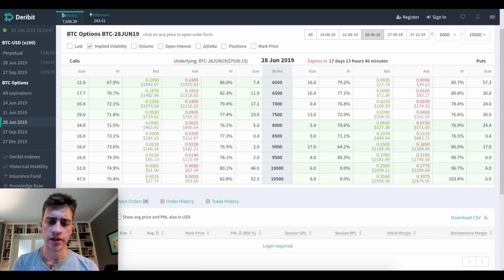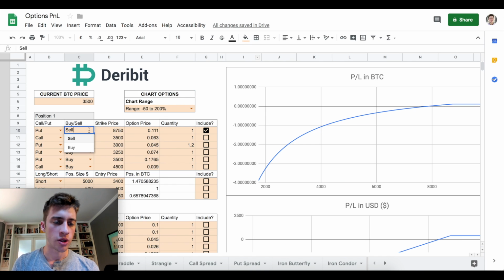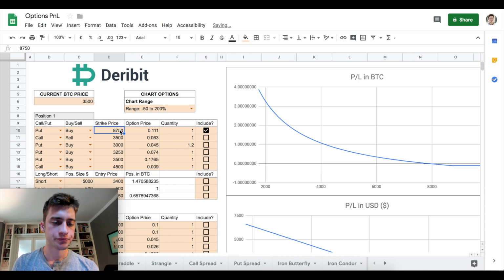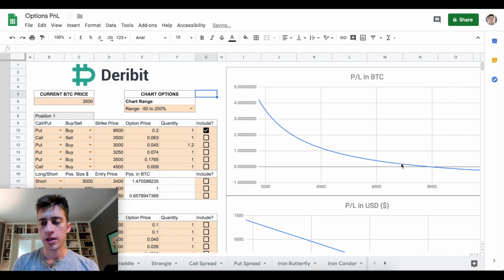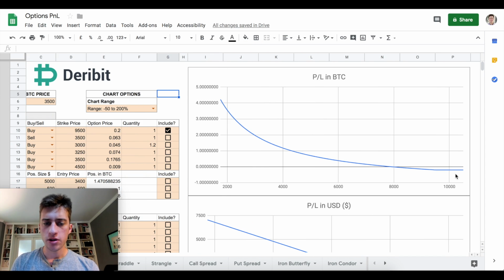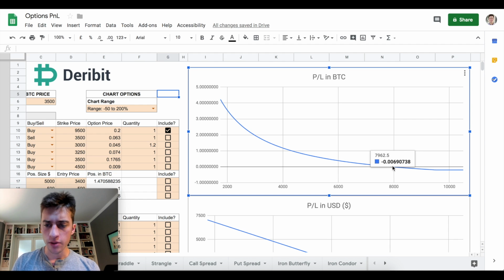So let's plug this into our little formula. 9,500 strike, a bought put, and a simple cost of 0.2 for premium. All right, you're off the chart. No, not exactly. It's not off the chart. So basically, you're betting that the market goes down. So if the market settles on June 28th lower than this, your profit really can accelerate.